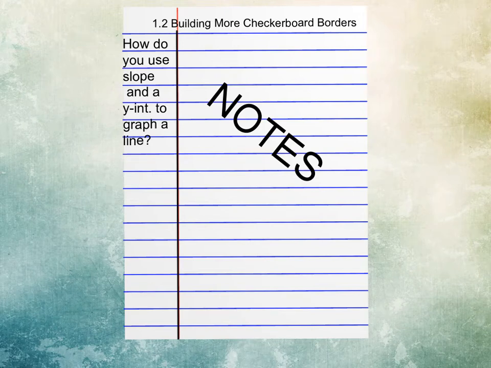Here's the last video for 1.2, building more checkerboard borders. How to use slope and a y-intercept to graph a line. This is a reminder of what your page should look like for taking notes from the video. And this is the third video of this section, so you should have already completed notes for the other two videos before this one.